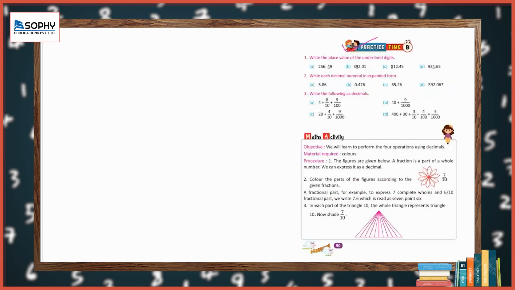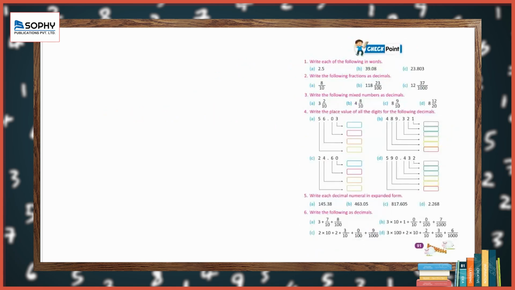Now let's look at practice time B, students. In the first part, we have to write the place value of the underlined digits. So what will be the place value? Very good, students, 4 by 10 or 0.4. In the next one, write each decimal numeral in expanded form. So it will be, very good, students, 5.86 can be written as 5 plus 8 by 10 plus, very good, students, 6 by 100. We have to write it as a decimal, so it will be, very good, students, 4.89.